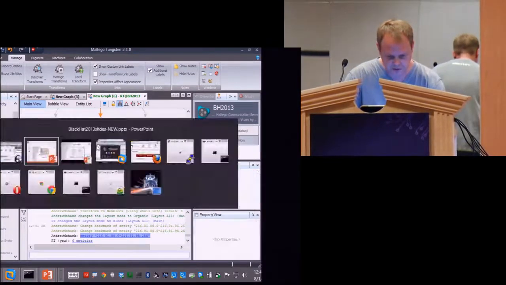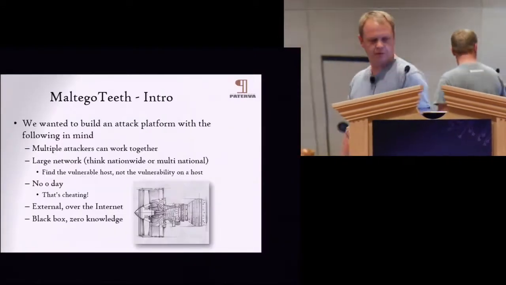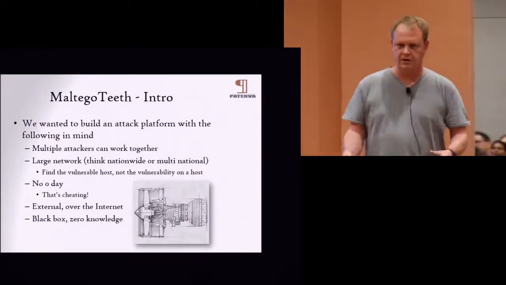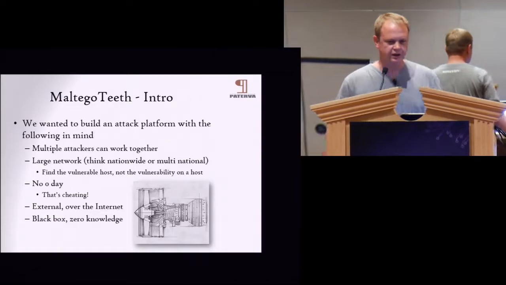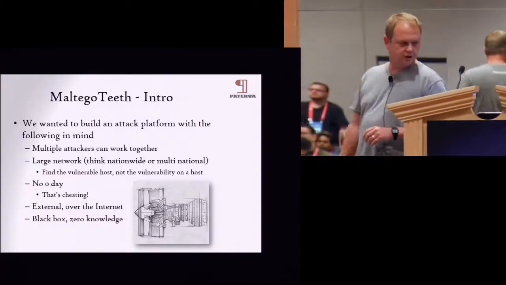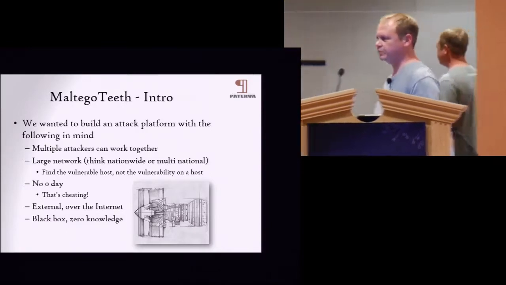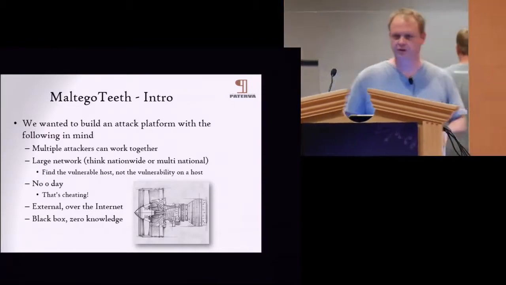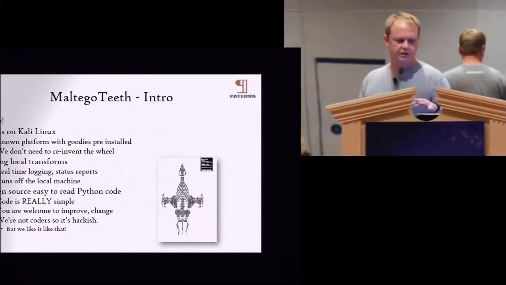Right. Let's switch to the presentation. Now, I'm going to give you a quick introduction to Maltego Teeth. This is Tungsten. So Teeth runs on top of Tungsten, right? We're going to have that together in one little package. And really what we wanted to do here was build an attack platform with the following things in mind, right? A lot of guys can work together, large network, no ODA, external over the internet, and it's completely black box. So you can't have ODA, big network, think multinational kind of thing. Think big.